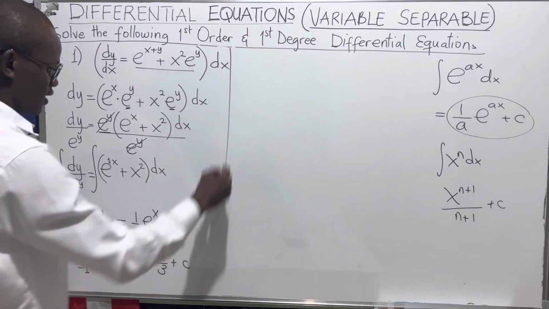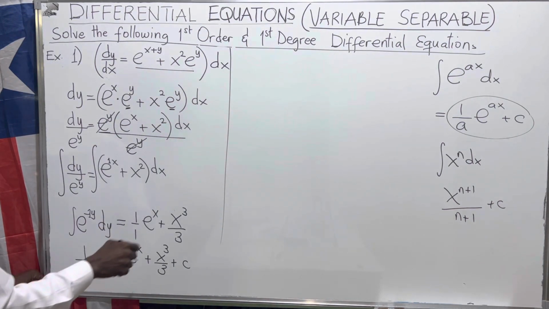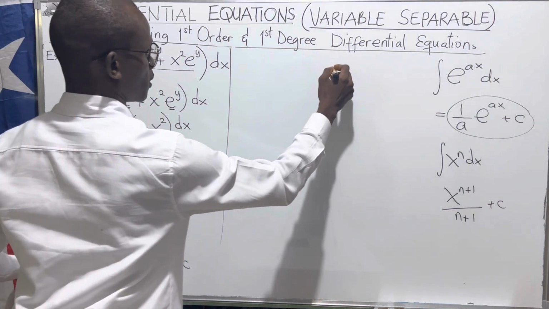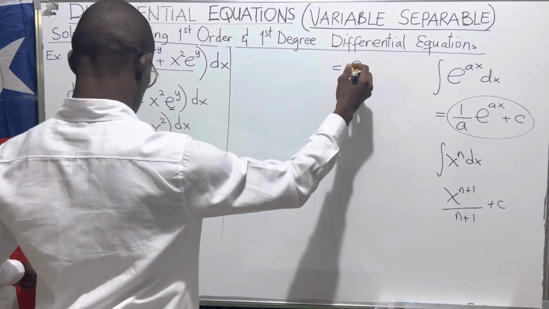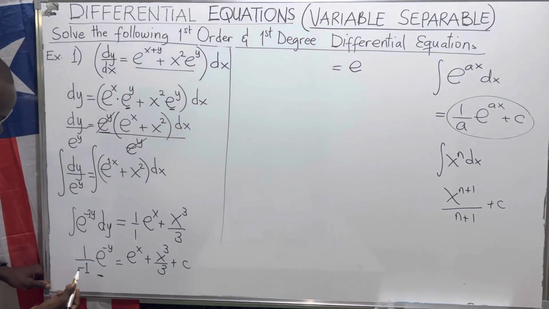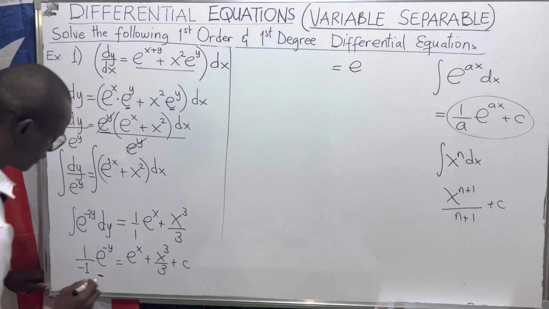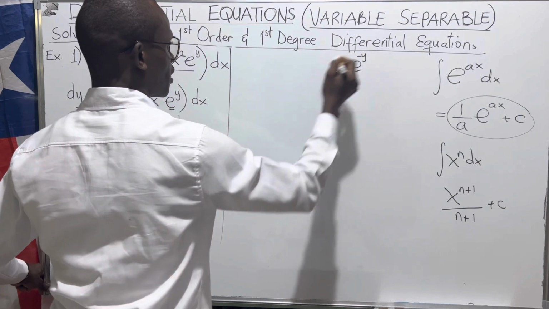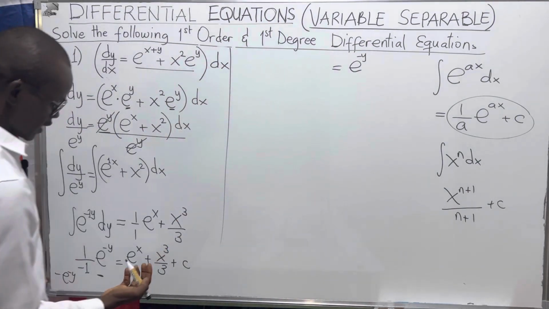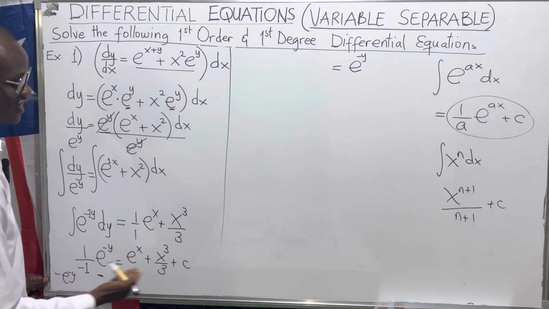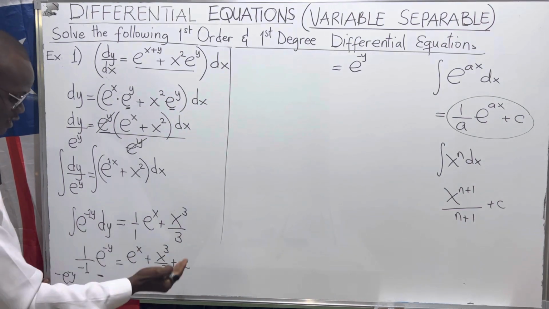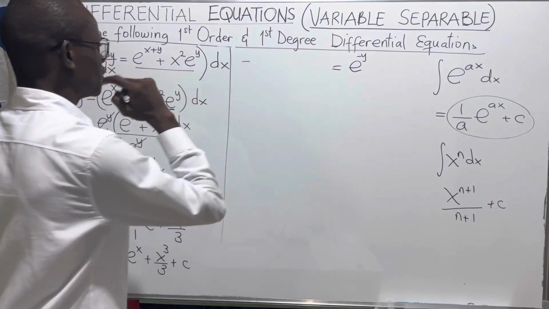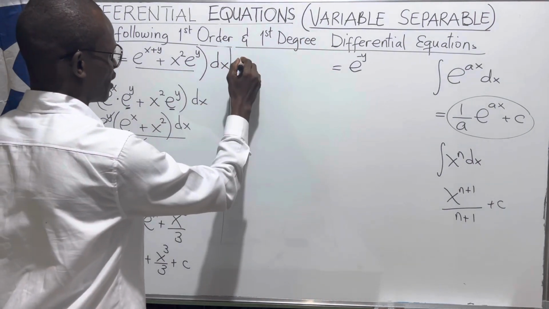So if we send this term across the equal sign, we will have e raised to the power, positive e raised to the power, because this is now negative. So when it goes across, it's like saying negative e raised to the power minus y. So when it goes across, it becomes positive e raised to the power minus y. And then if these guys come across this sign, you're left with negative. But we don't want to go that route.